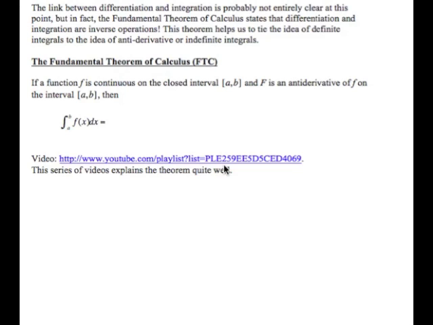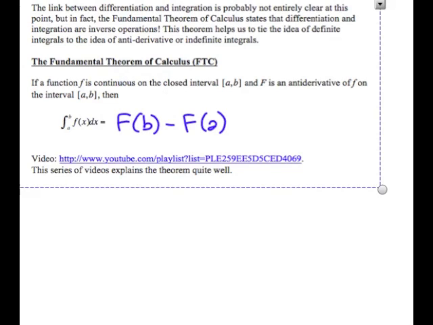What we'll actually have to do is find the antiderivative, evaluate it at b, then subtract the antiderivative evaluated at a. If you want more theory, the link there is a playlist that actually goes through the fundamental theorem of calculus in quite a lot of detail.